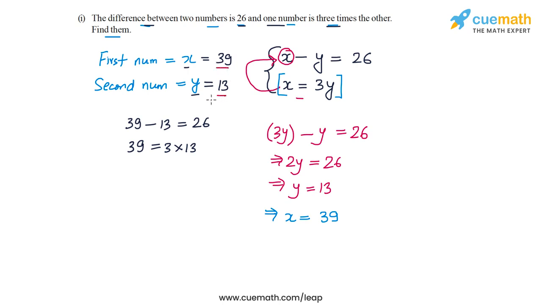Okay, so the second part says that the larger of two supplementary angles exceeds the smaller by 18 degrees. Find the two angles. So the two unknowns in this problem are the two angles. Let's assume them to be some variables. Let's assume that the larger angle is x degrees, and the smaller angle is y degrees.